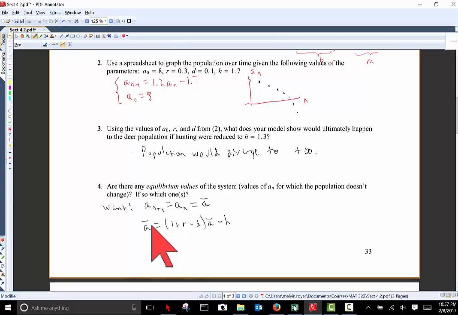So first of all, on the left and on the right, I have an a bar in each case. I can cancel those, and r minus d times a bar minus h equals 0. So if we solve, we get a bar equals h divided by r minus d. So provided the population ever gets right to this point, then the population should stabilize.